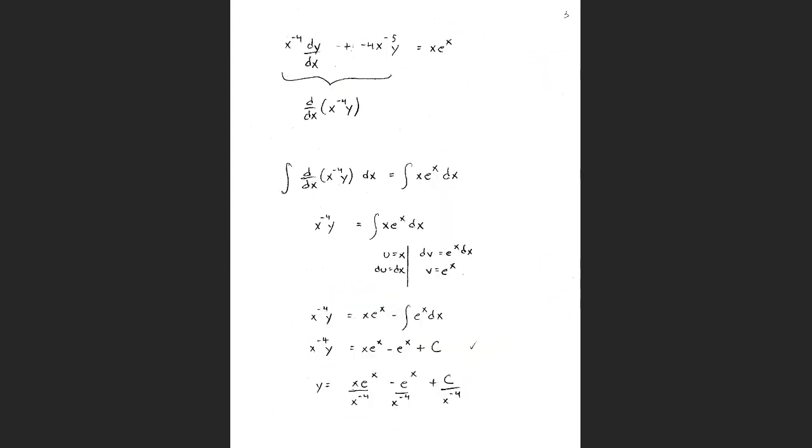All right. So here's what we had on the left. We had x to the negative fourth times dy/dx plus negative 4 times x to the negative fifth y equals x times e^x. Look at what the left side is. The left side is actually the derivative of x to the negative fourth times y. It's the derivative of this product.